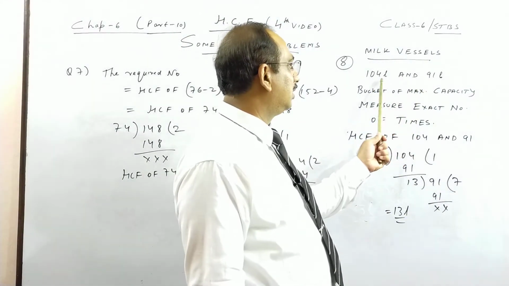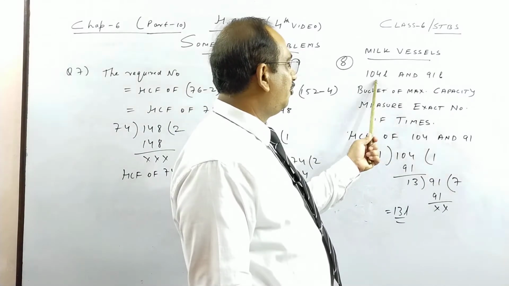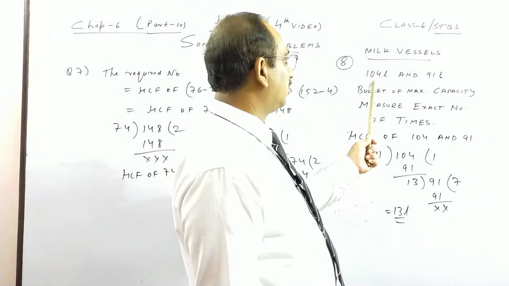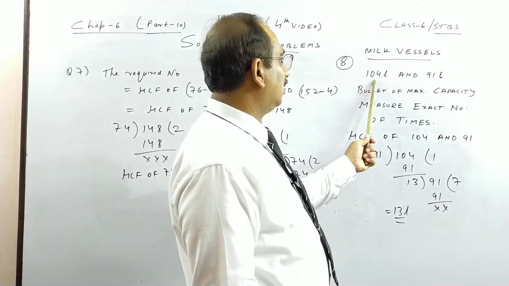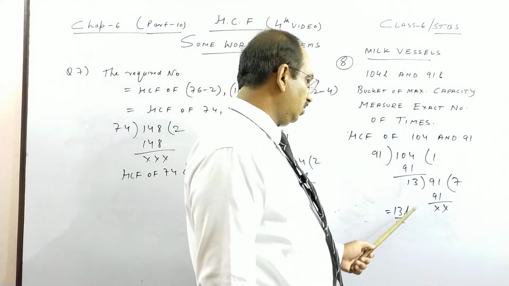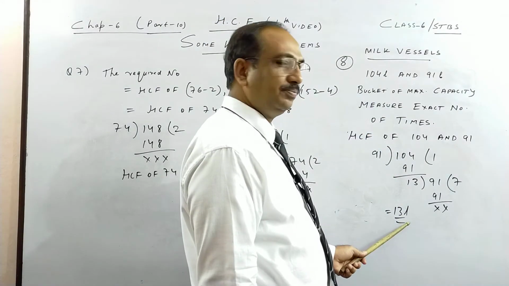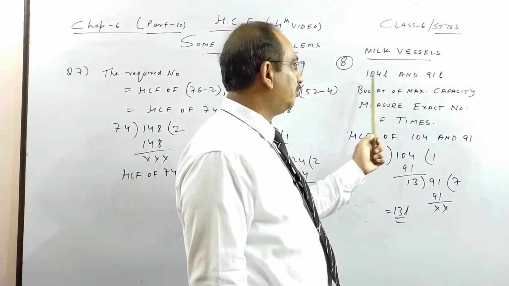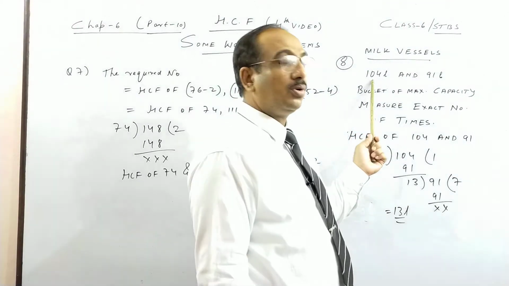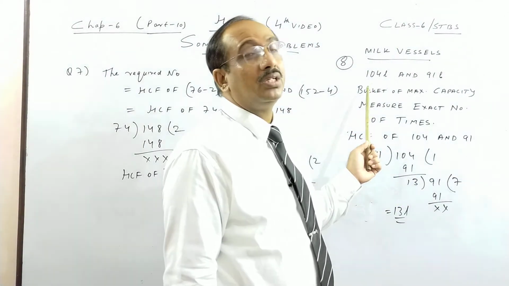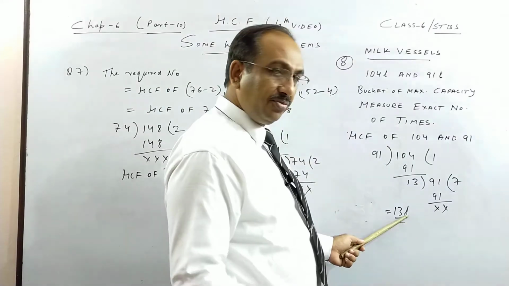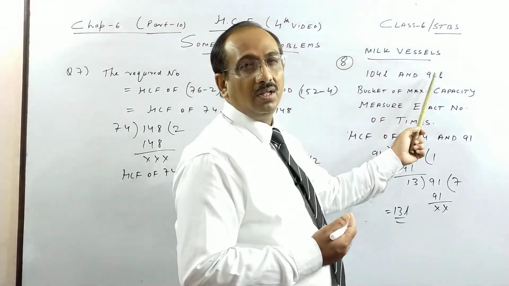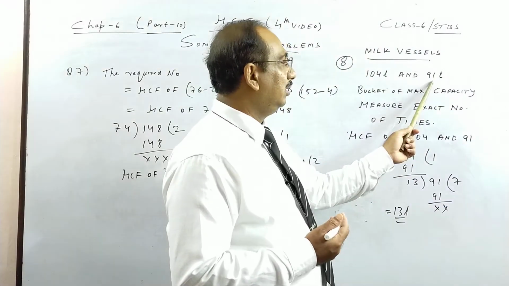2, this will not go. 3, this will not go. 4 also, this will not go. 5, 6, 7, 7 also will not go. 9, if you check, this number will not go. So 13 is the biggest size bucket which can measure these two an exact number of times. If you want to see how many times it will go into 104, 13 goes, children, 8 times. So 8 times if you measure with this, you will get 104, and this is 7 times. Okay, 13 sevens are 91.